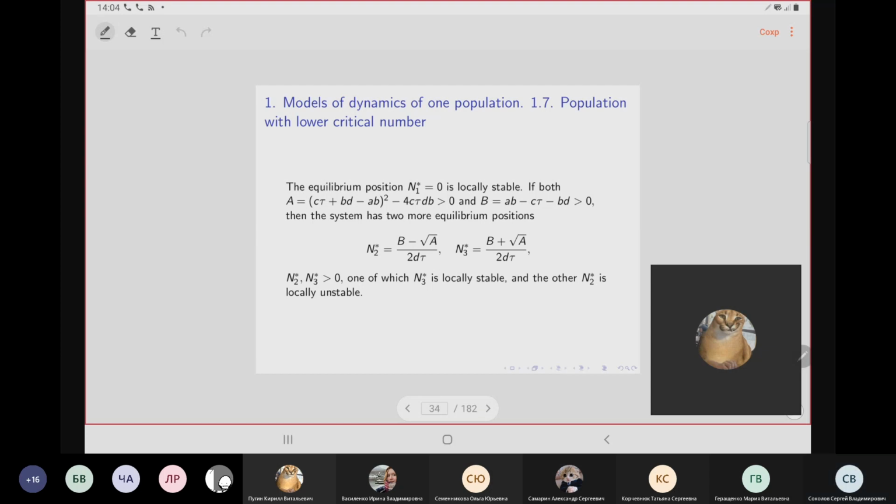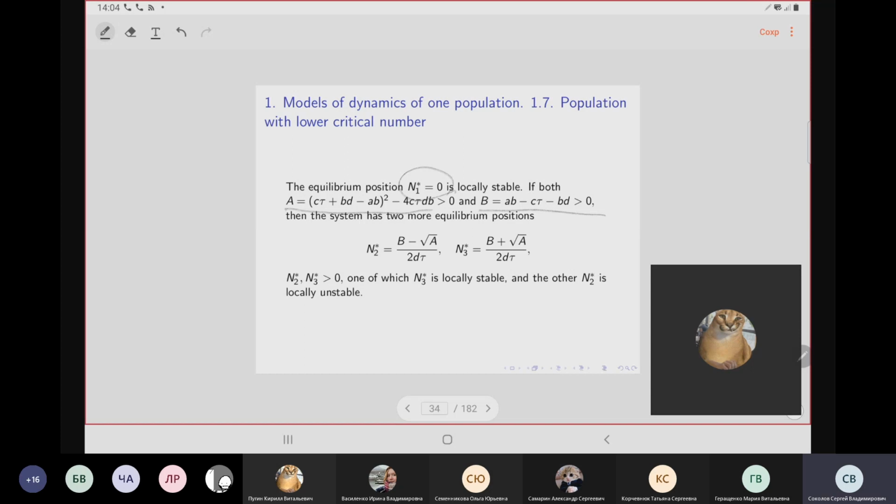So far, we have one 0 solution, and we have 2 non-trivial equilibriums if A and B are both positive. Sometimes both of them are positive, sometimes not, but we are interested in the most complex situation when there exist all 3 steady states.